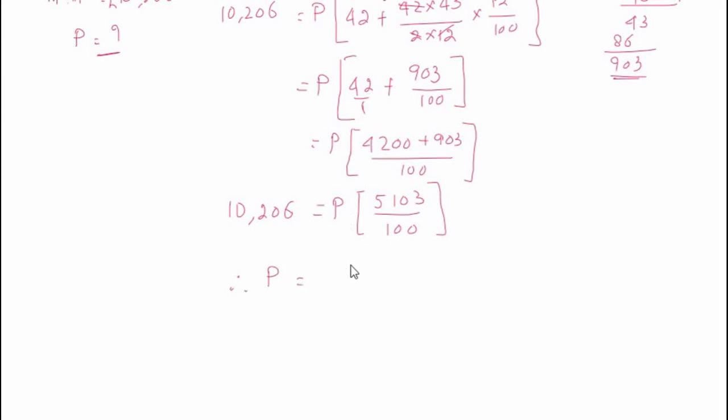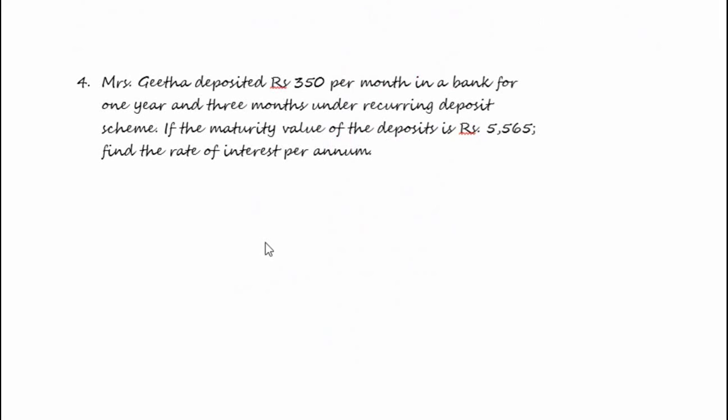P equal to, let us write this one first, 10,206. 5,103 will come to the denominator and 100 will go to the numerator. Now this one is 1 times, this is 2 times. So the monthly installment is rupees 200. Next problem.